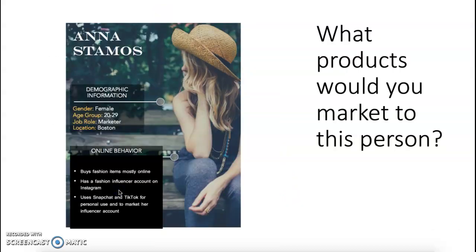Let's go with another one. All right, so here's another customer profile. She's female. She's in the age group of 20 to 29. She's a marketer and lives in Boston. Here's some information about her online behavior. So she buys fashion items mostly online, has fashion influencer accounts on her Instagram, and uses Snapchat and TikTok for her personal use and to market her influencer account. So try to think about what 2 to 3 products you would try to market to her.